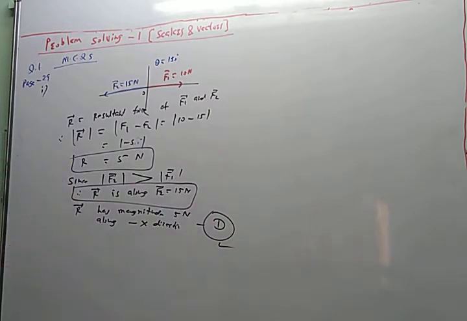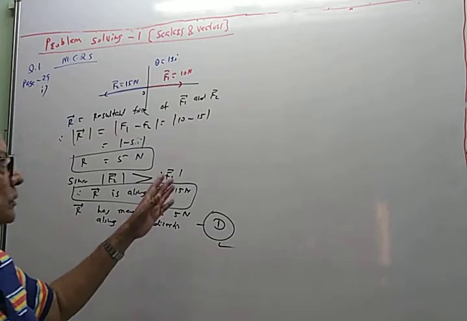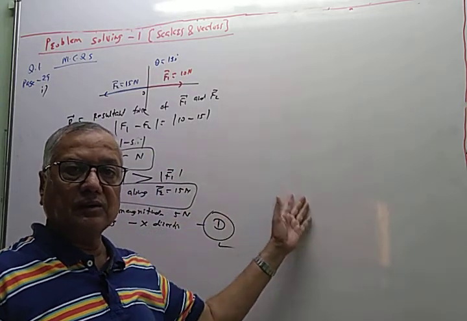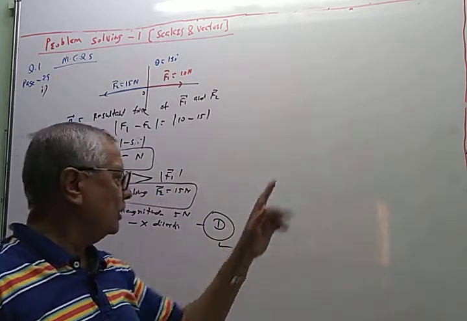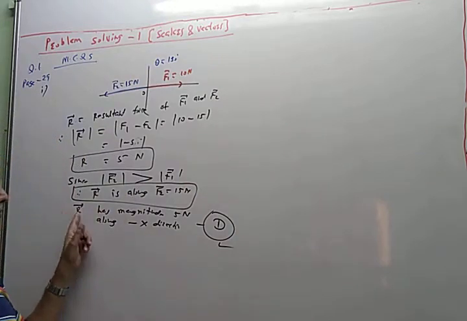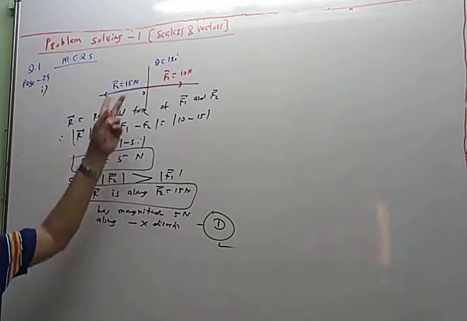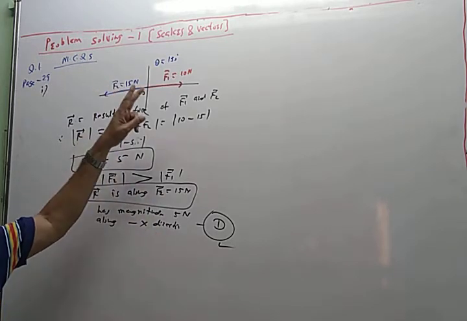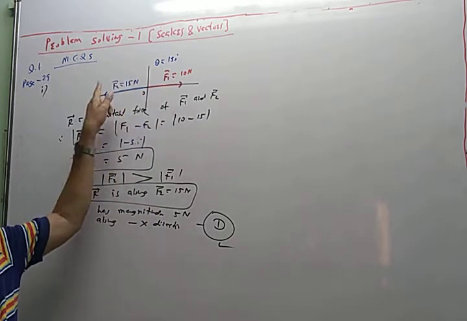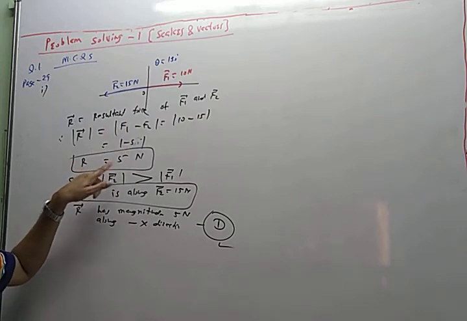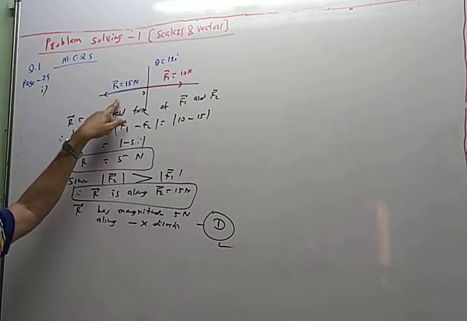Four choices are given: 25 Newton along x axis, 25 Newton along minus x axis, etc. A, B, C, D are the four choices given. Out of four, this is the correct answer. The resultant vector has a magnitude 5 Newton along the negative direction. So this is the simple rule. For opposite directions, subtract their magnitudes. 15 minus 10 is equal to 5, and the direction is that of the larger vector.